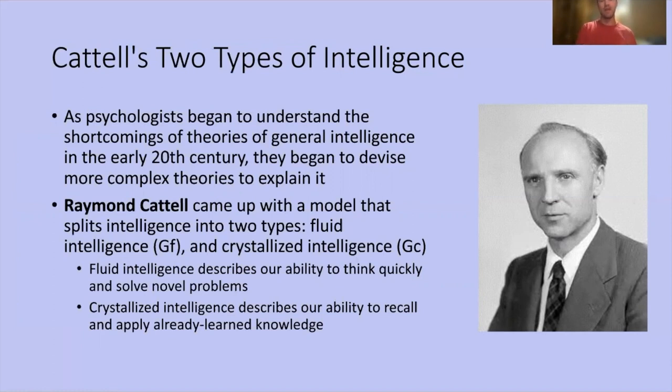Raymond Cattell, however, came up with a model that splits intelligence into two types: fluid intelligence, Gf, and crystallized intelligence, Gc. Fluid intelligence describes our ability to think quickly and solve novel problems. So that's basically our critical thinking skills, our on-the-fly thinking. Crystallized intelligence describes our ability to recall and apply already learned knowledge.